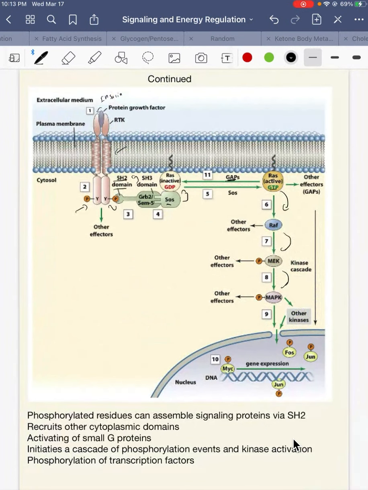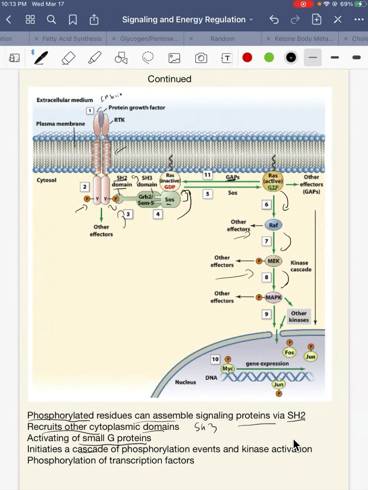There you can have different levels, especially down here at these kinases. So briefly just go over this. Phosphorylated residues can assemble signaling cascade proteins via SH2. So this is talking about the SH2. This recruits other cytoplasmic domains. This is SH3 and SOS. And then you eventually activate small G proteins, which we'll talk about in a sec. So that's your RAS. RAS is a group of small G proteins. You have a lot of them.